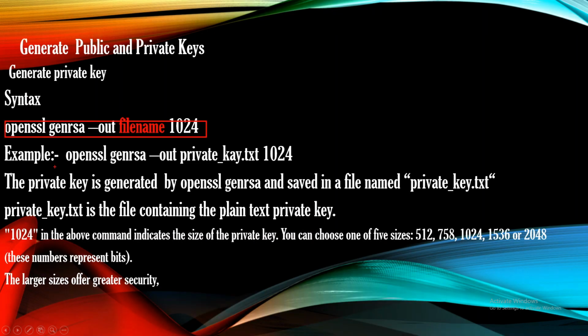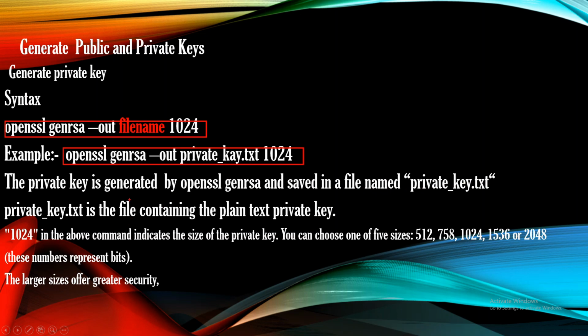For example, to generate a private key: openssl genrsa -out privatekey.txt 1024. From this command, the private key is generated by OpenSSL and saved in a file named privatekey.txt. The .txt is an extension; you can use any extension format.